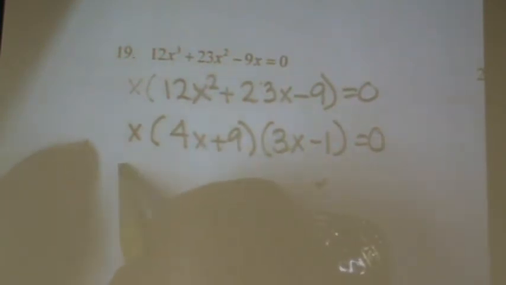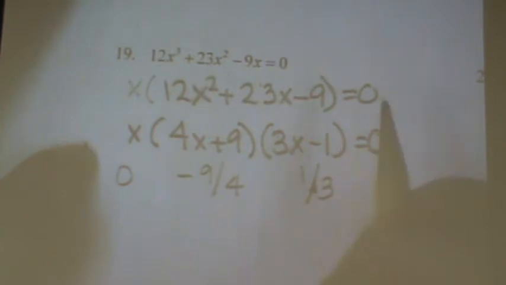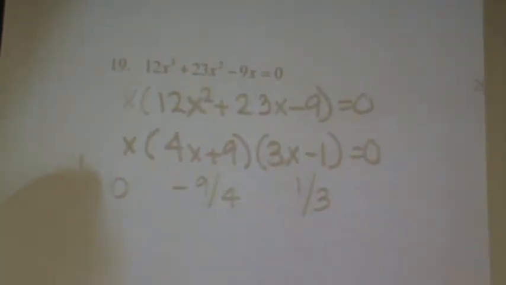And your zeros are 0, negative 9/4, and 1/3. Okay? Number 20. This one you're going to bring everything to standard form: x to the 4th minus 15x squared plus 36. This should be factorable.